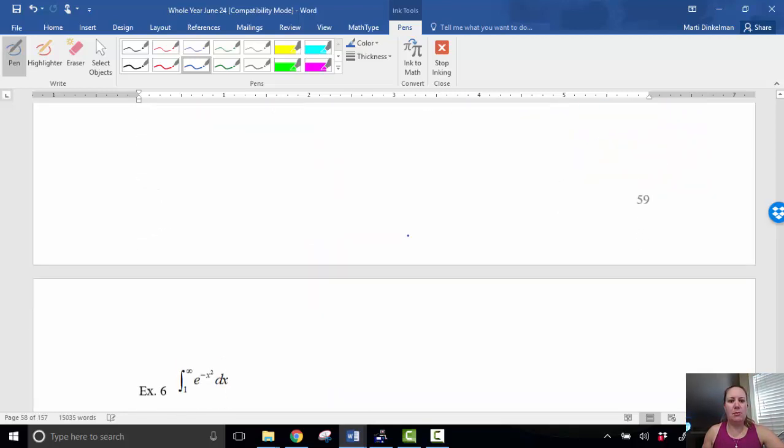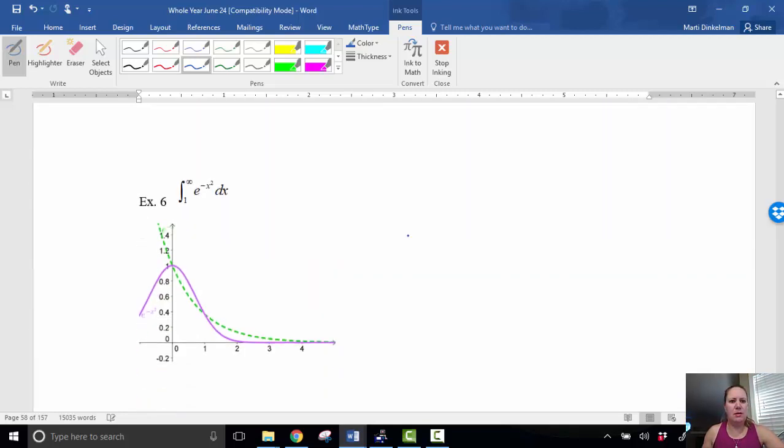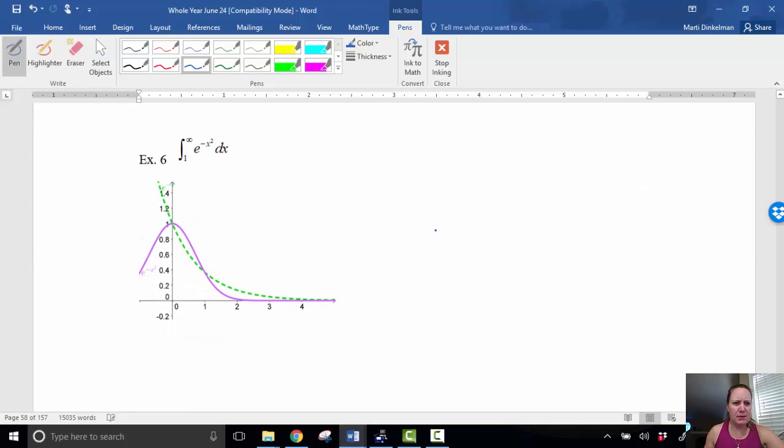And then one more example here. Okay, so part of what makes this one difficult is the x squared. So if we just compare to e to the negative x, which is that green dotted line, we at least know that that green dotted line is above this one after some point. So e to the negative x is greater than or equal to e to the negative x squared, at least past, we'll say it probably is 1, if x is greater than or equal to 1.